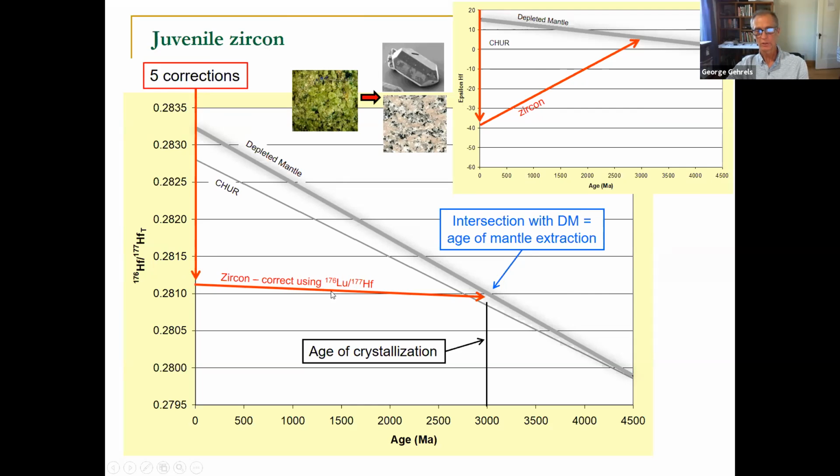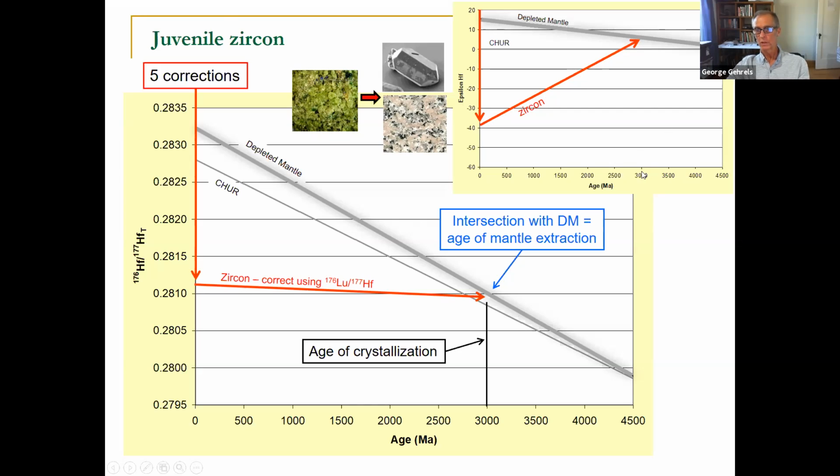That tells you how much lutetium is in there. That's the slope of the red line. You correct back to the crystallization age. And if you end up right here on DM, that would be the age of mantle extraction. So here it is in isotope space. Here it is in CHUR or Epsilon space. Correction, measured value, correction back from the lutetium evolution, you end up on DM.